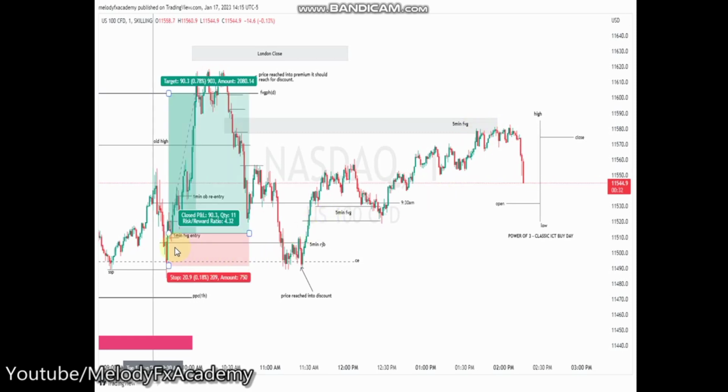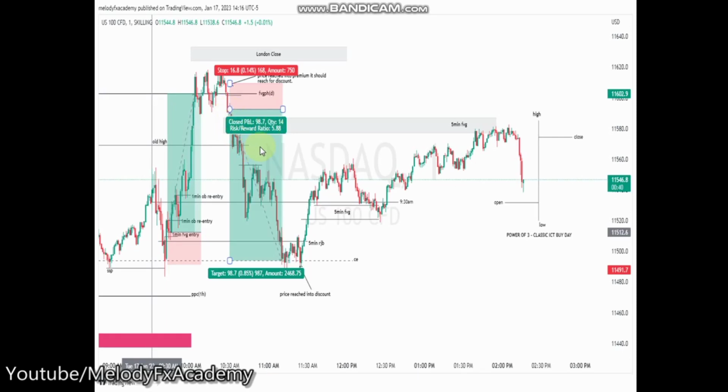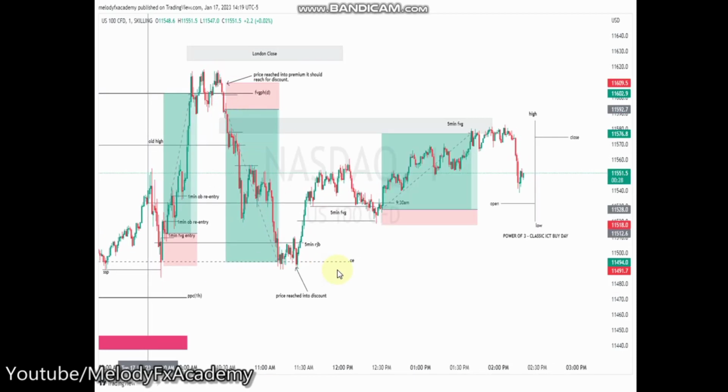So the first setup gave us a 4-to-1 risk reward ratio, the second setup gave us a 5-to-1 risk reward ratio, and the third setup gave us, I think, a 3-to-1 risk reward ratio also. So you can see the number of setups that we were able to cash in on in a single day. This is how you frame your trade, this is how you hunt for your bread and butter setups.